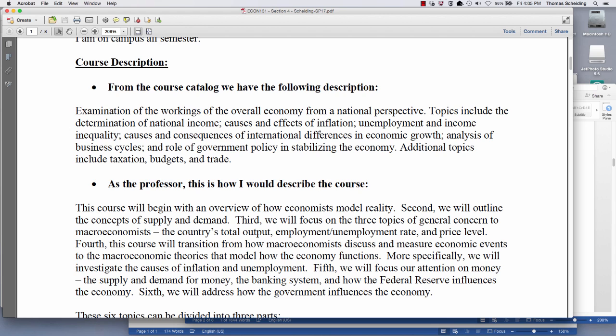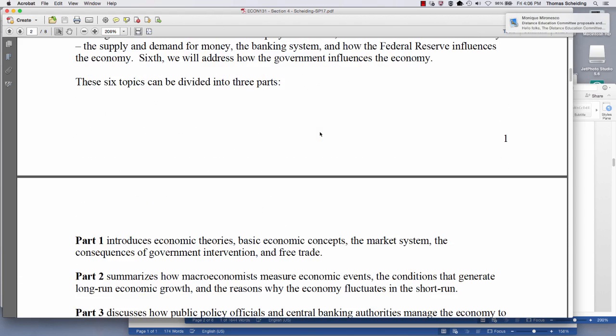Okay, then we have a description of the course itself. I start out with what the course catalog description says, and then what I think this course does. Essentially, this is a macroeconomics course. What that means will become clearer as you read chapter one, but basically we're going to be talking about the types of economics that you would most often hear in the news, or that you would hear other people talking about. Topics like unemployment, inflation, and GDP levels.